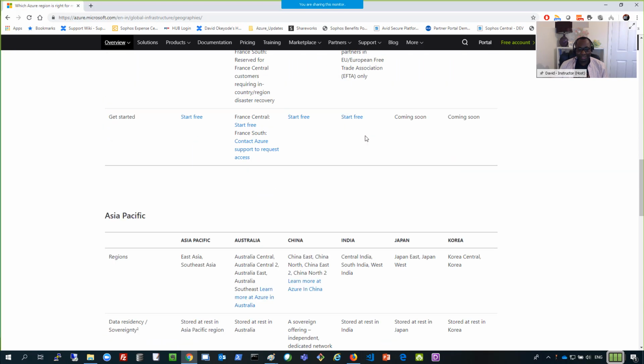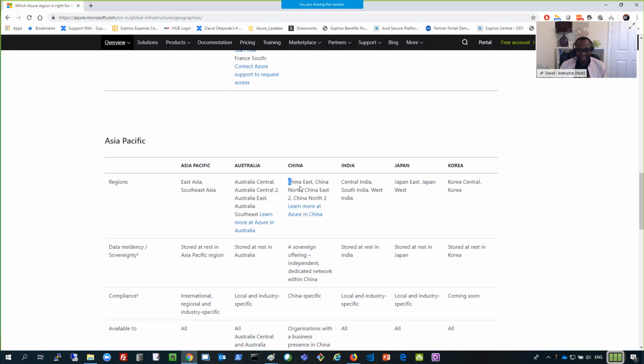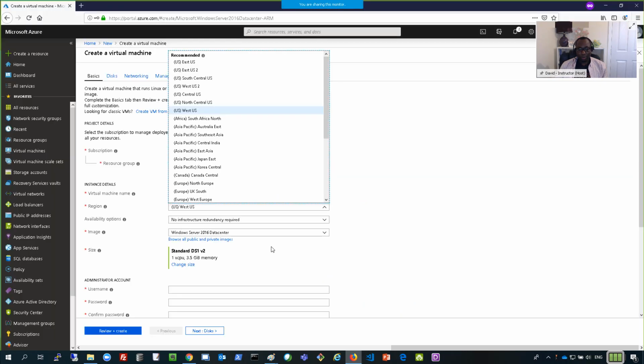China. It's China. So China is also geofenced. Again, it's a different Azure portal that I have to go into, portal.azure.cn, I believe. When you go there, it's a separate sign-up process, and then you'll be able to deploy only to the Azure China regions.